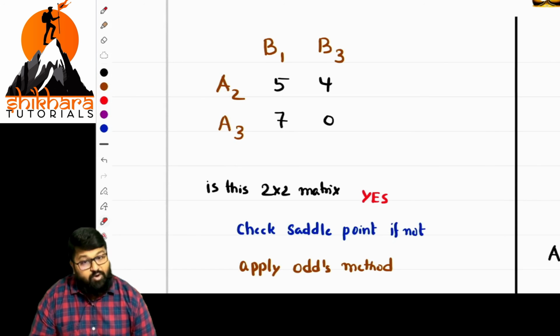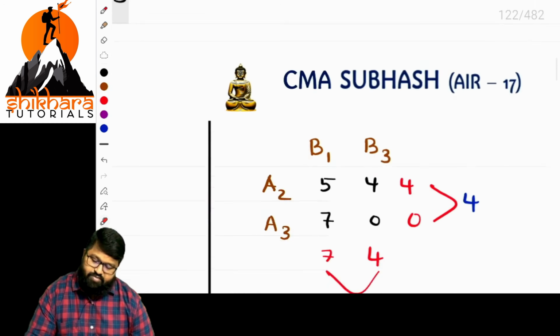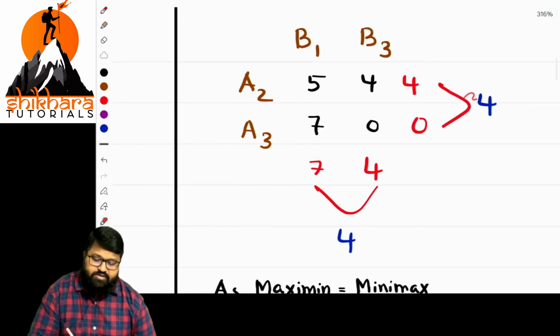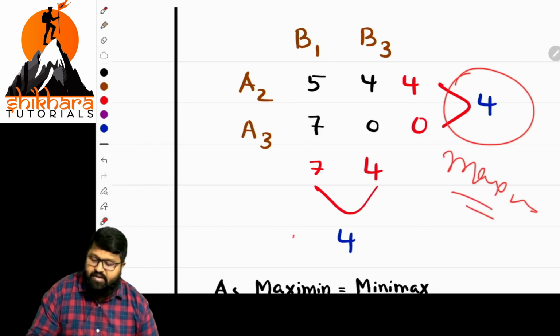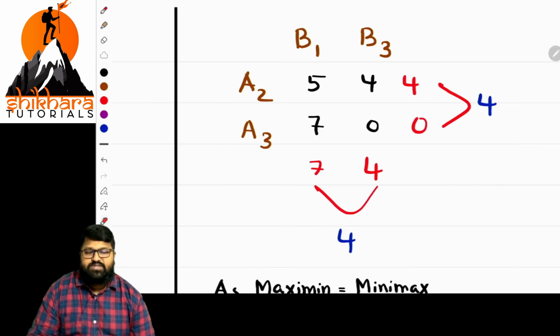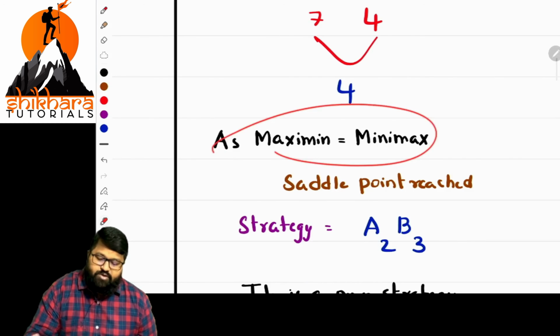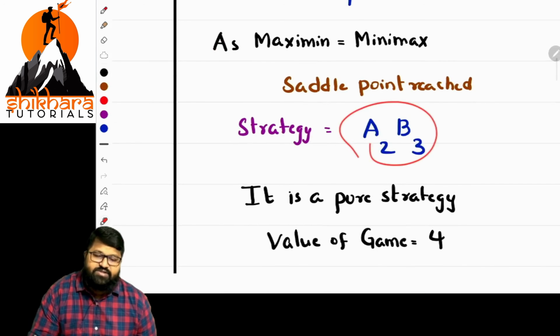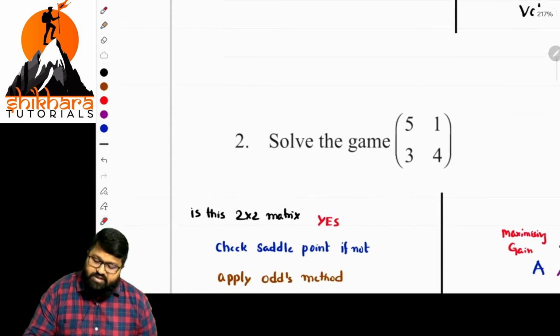If the saddle point is not reached, then apply the odds method. See what I have done there. The saddle point is reached now, because this is the maximum of the minimums and this is the minimax. Once they are equal, we reach the point. Are we clear? As maximin is equal to minimax, we reach the strategy, A2 B3 is the strategy, and the value of the game is 4. It's fine. Now let us go to the next one.